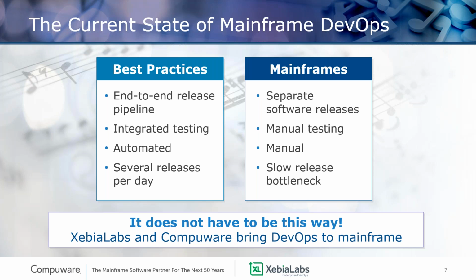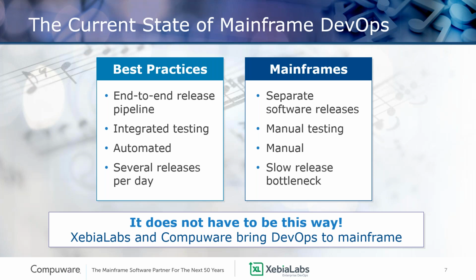Thanks, Vincent. So, pulling this all together, this slide basically shows you on the left what are some of the best practices in DevOps, and on the right how these things tend to be done on mainframe releases. And as you can see, they're quite different. Best practices in DevOps tends to have end-to-end release pipelines. It has integrated testing of all the tests as part of this pipeline. Things are automated. You do several releases a day.